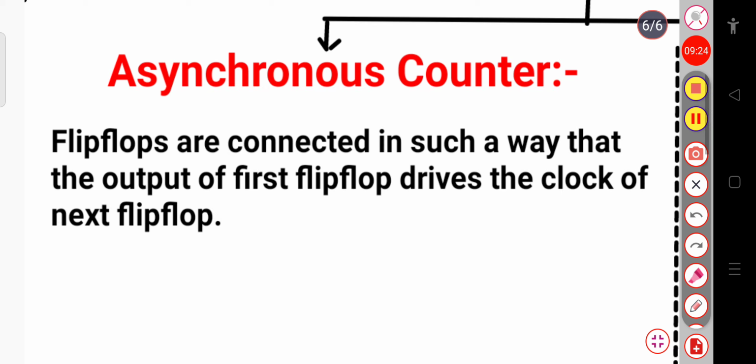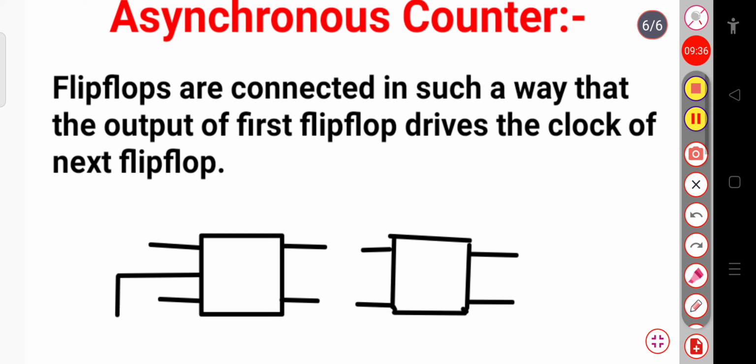In case of an asynchronous counter, the flip-flops are connected in such a way that the output of the first flip-flop drives the clock of the next flip-flop. In this asynchronous counter, suppose these are two flip-flops. This arrow means this is the positive edge triggered, and when I give an arrow with a bubble, then this will represent the negative edge triggered flip-flop. So here suppose I give a bubble here. This is the negative edge triggered, and here we are giving a clock pulse to the first flip-flop.